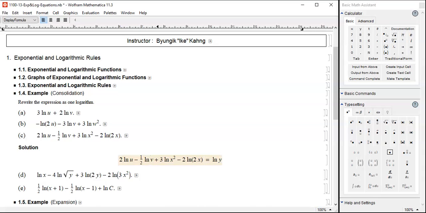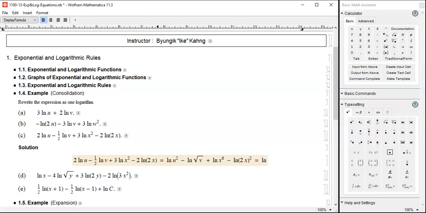Okay, log of u squared minus log of v to the negative 1/2 power. Oh, wait a minute, I decided not to do it. I'm doing the first method. So 1/2 power, that means square root of v. Log of, now 3 is going up, so 6th power, x to the 6th power, minus log of 2x to the 2nd power. All right? Now put all those into the same logarithm, a single logarithm.